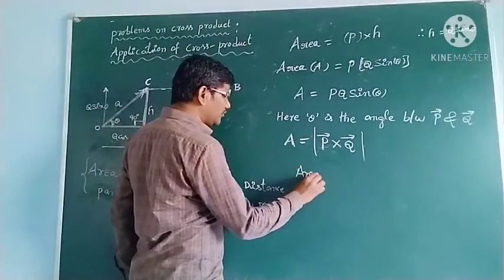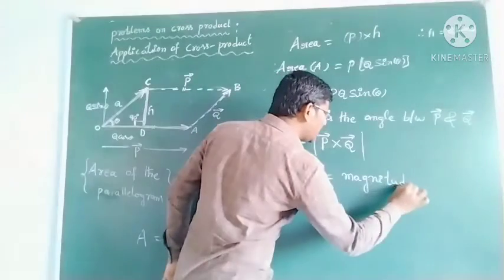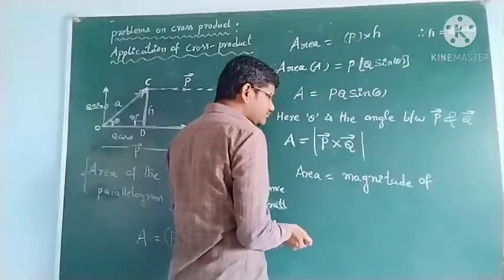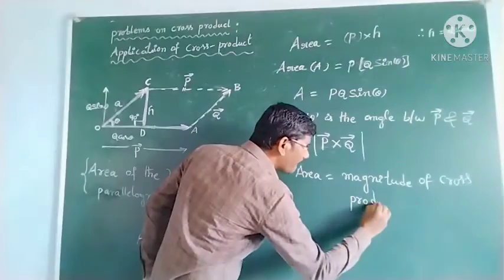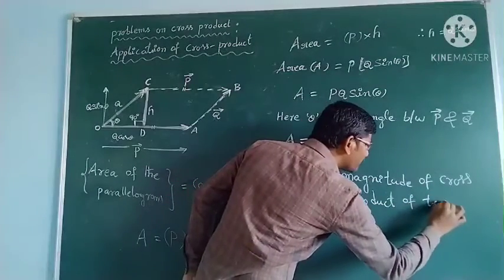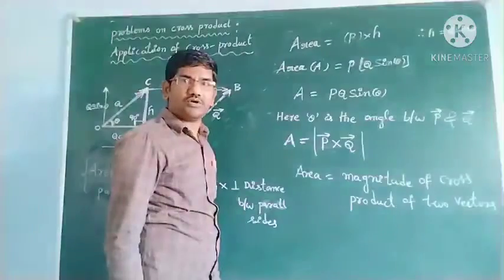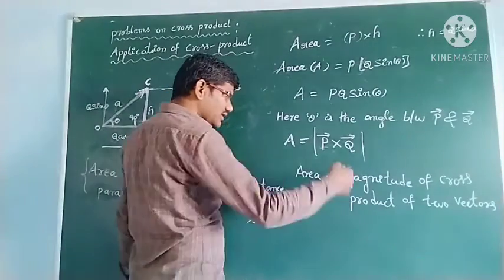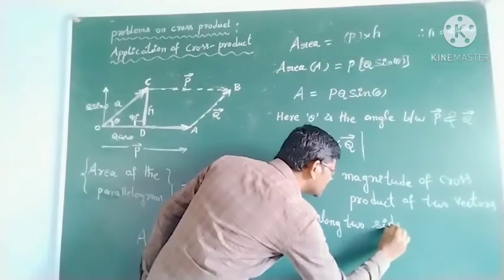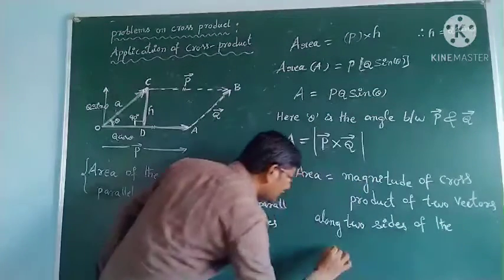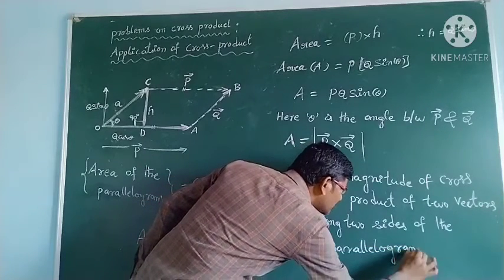So area is equal to the magnitude of the cross product of the two vectors acting along the two sides of the parallelogram.